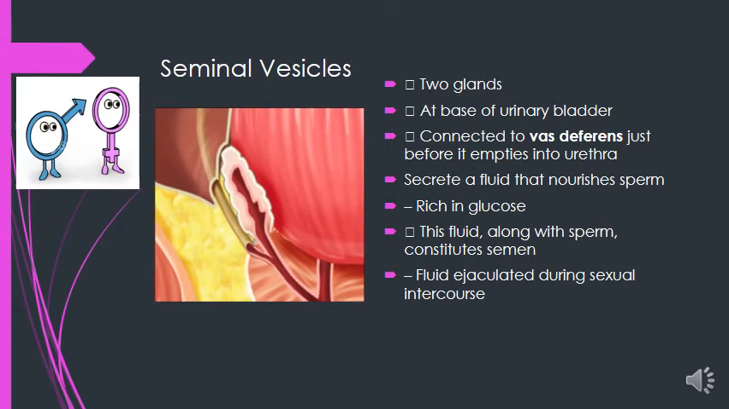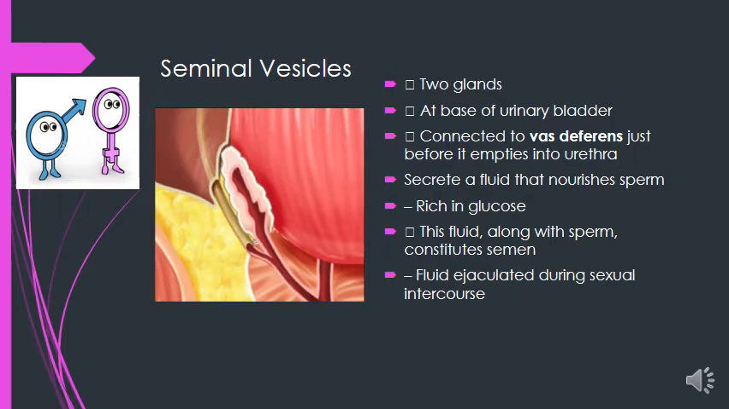Okay, now next, seminal vesicles. These are two glands at the base of the urinary bladder, connected to the vas deferens just before it empties into the urethra. They secrete a fluid that nourishes sperm and is rich in glucose. This fluid, along with sperm, constitutes semen, the fluid ejaculated during sexual intercourse.